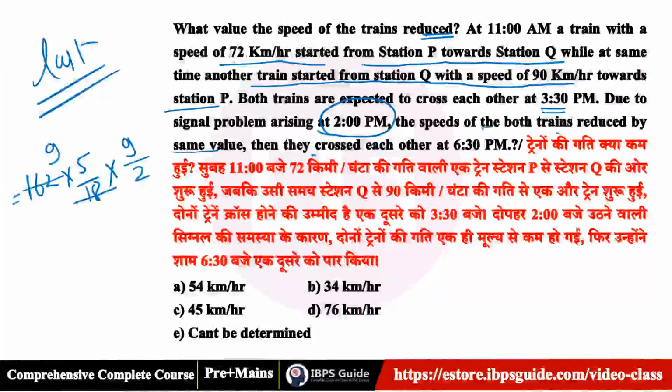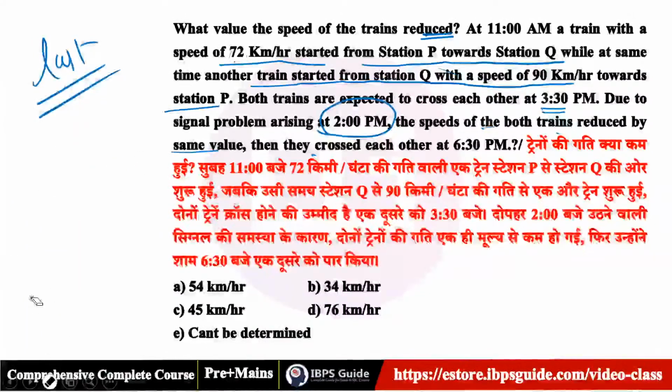What I did: 72 plus 90, 162. 9 5 is 45. Okay, just tell me the distance, what I'm doing. Is this correct? Okay, just let me do it again. 4.5 means 9 by 2 now. Why am I converting into meter per second? That is kilometer. What the hell is wrong with me?